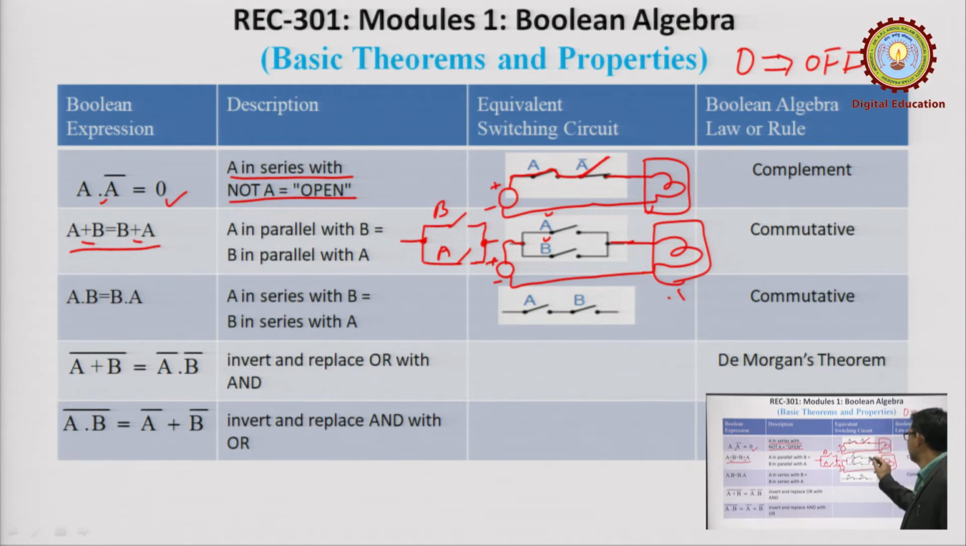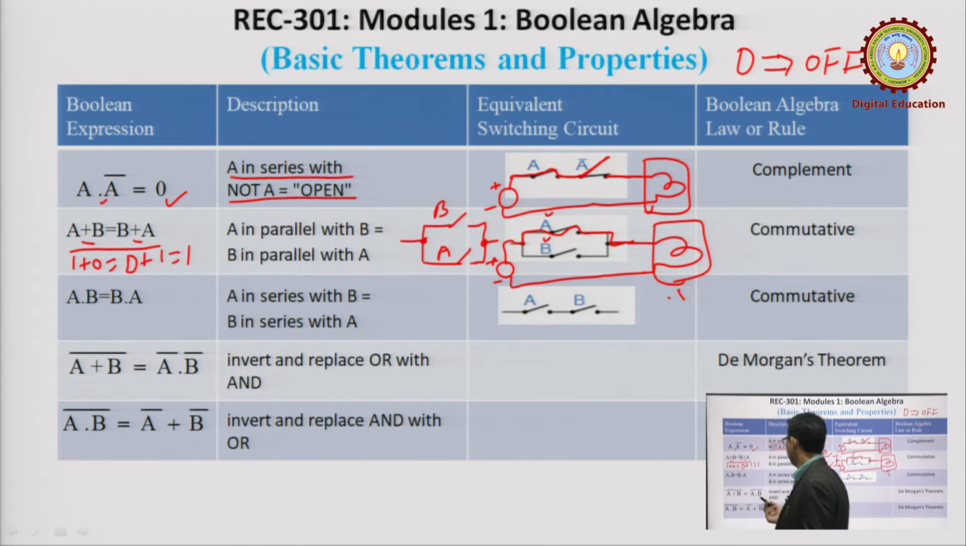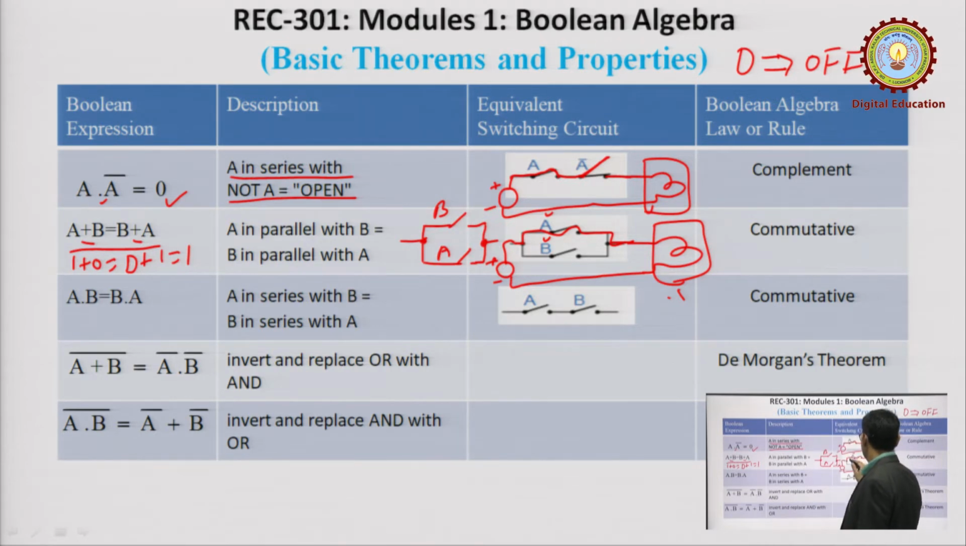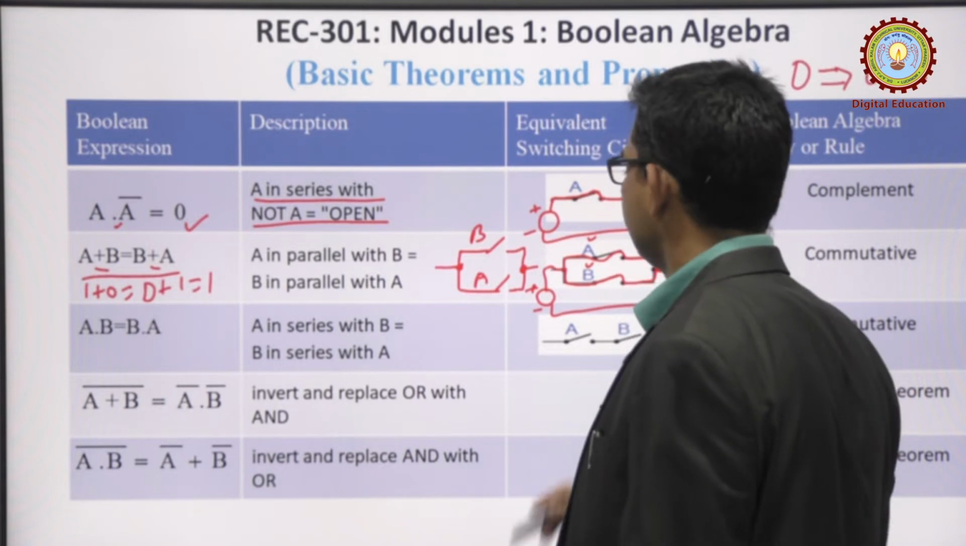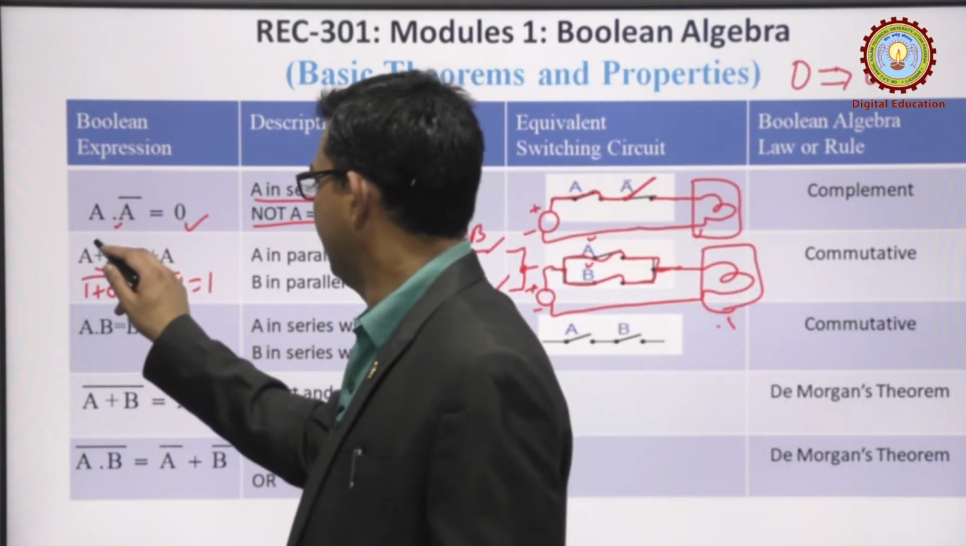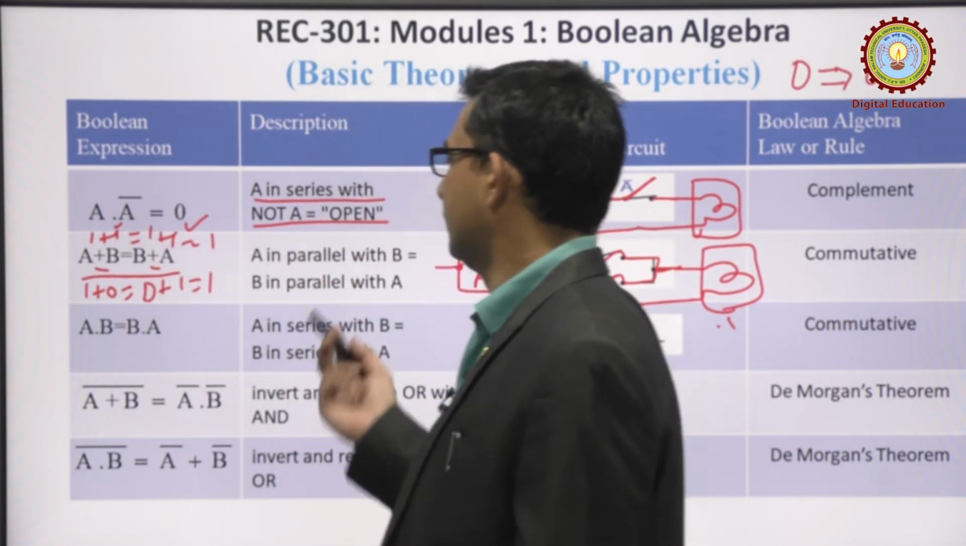If A is closed, it means the current will go from here and it will remain on. Okay. So, A is equal to 1 plus B is equal to 0, which is 0 plus 1. So, output is 1. Okay. Now, A is closed, B is also closed. So, both are high. 1 plus 1, and the output still remains the same.